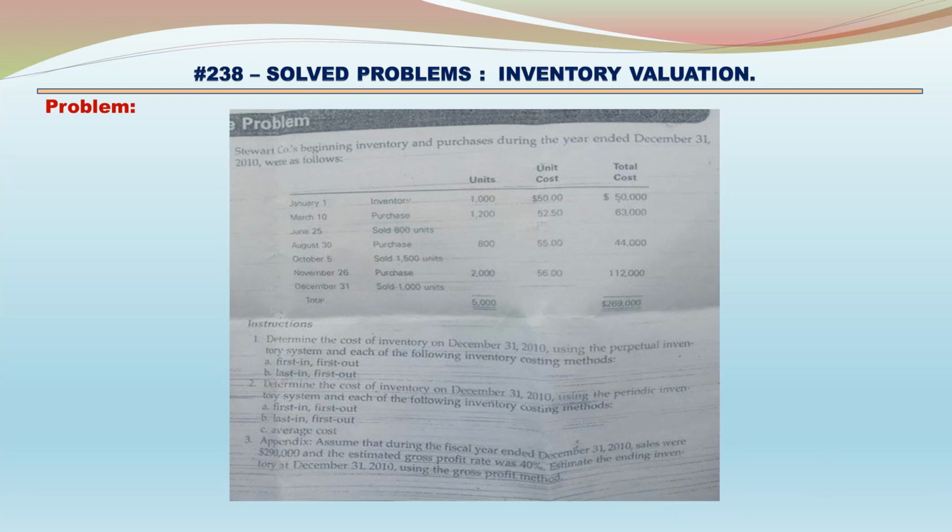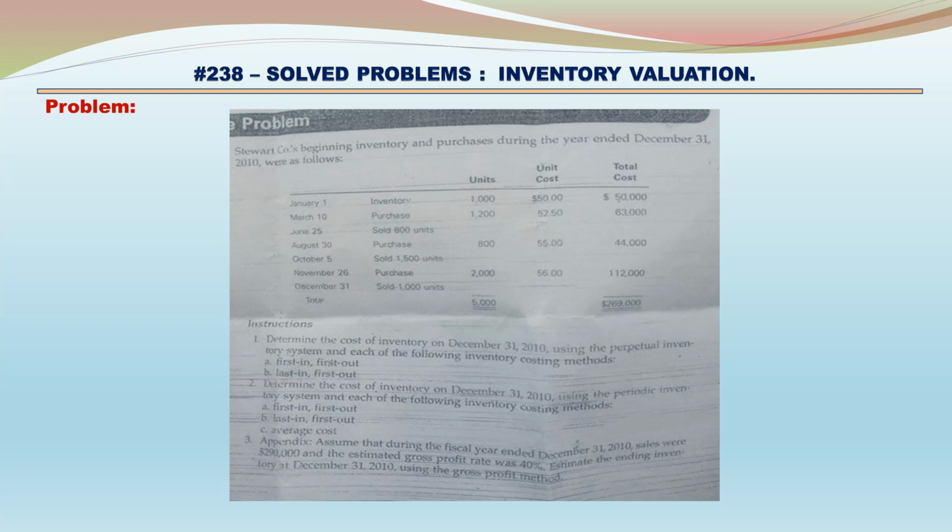Steward Company's beginning inventory and purchases during the year ended December 31, 2010 were as follows. January 1, inventory 1000 units, unit cost 50, total cost 50,000. March 10, purchases 1200, unit cost 52.50, total cost 63,000. June 25, sold 800 units. August 30, purchases 800 units at the rate of 55 per unit, total cost 44,000.